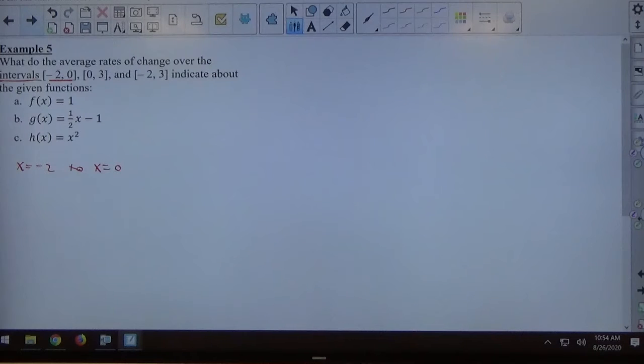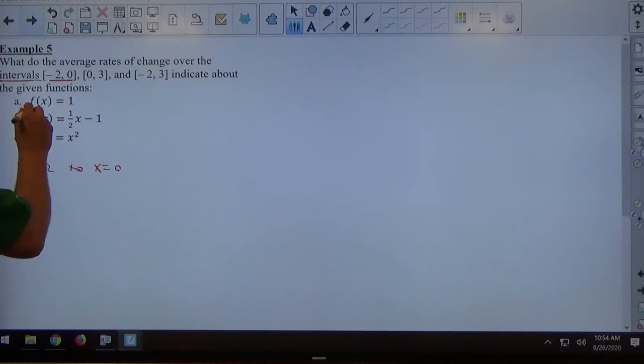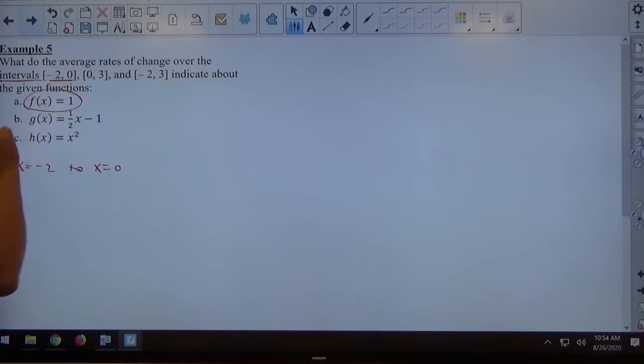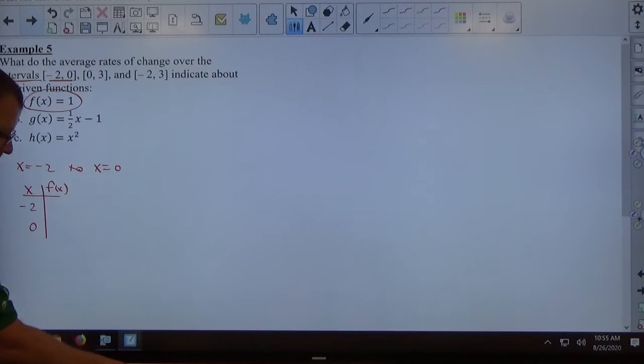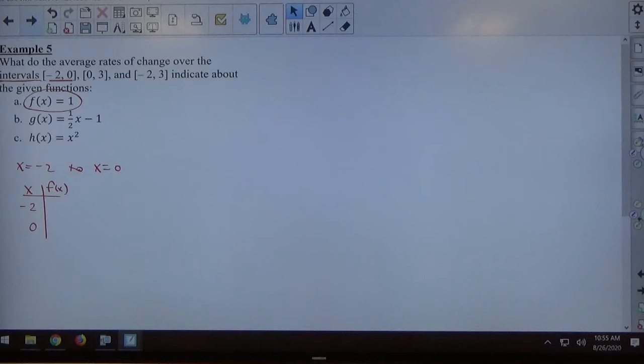Average rate of change is simply asking how much did it change and how long did it take to change. Okay. So, if I'm looking at the function f of x equals 1, and I'm asked this rate of change question, and my interval goes from -2 to 0, it simply wants me to evaluate. So x equals -2, x equals 0. Now, I want to bring to your attention what this function is, f of x equals 1. It's called a constant function.